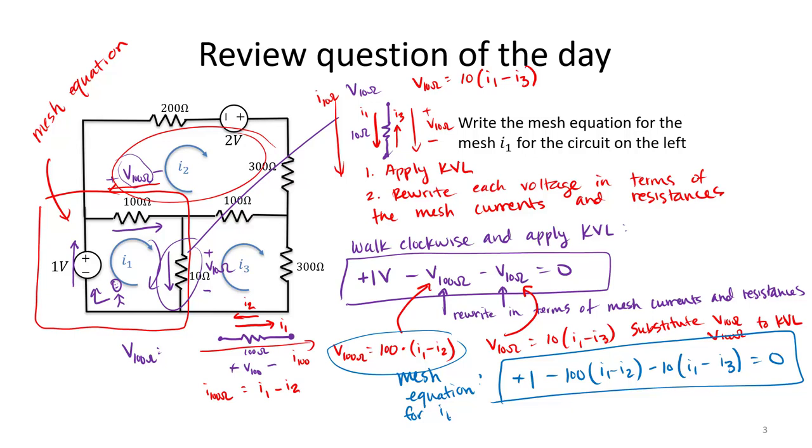And if we wanted to fully solve this circuit, we would need to repeat those same steps for meshes I2 and I3. We'd end up with 3 equations, 3 unknowns, and we could solve for those mesh currents. In this question, we only needed to find the mesh equation for I1, so we go ahead and end at this point.